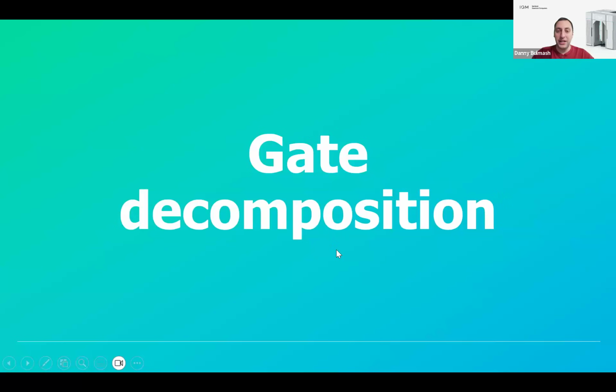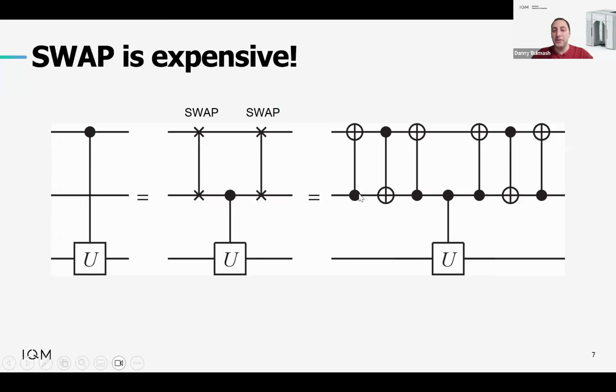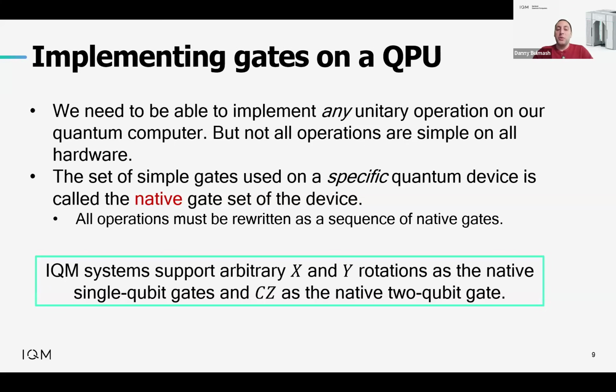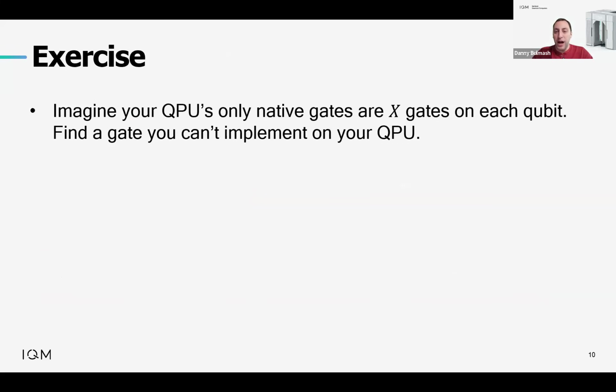Now, I just want to mention this expensive swap that I was talking about. The controlled NOT gate is actually not native. So in the real hardware, we have to apply even more gates than this in order to make a swap operation. So we want to avoid swaps as much as possible. So IQM systems only allow us to do X and Y rotations as the single qubit gates and CZ as the native 2-qubit gate. Okay, but is that a really bad constraint? Do we end up with a problem?